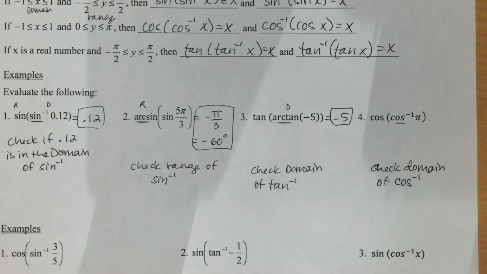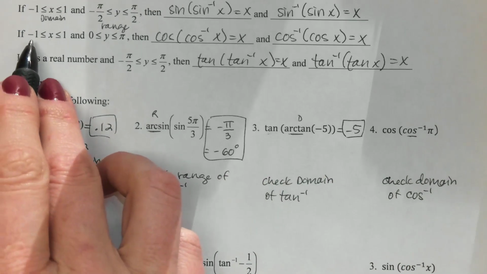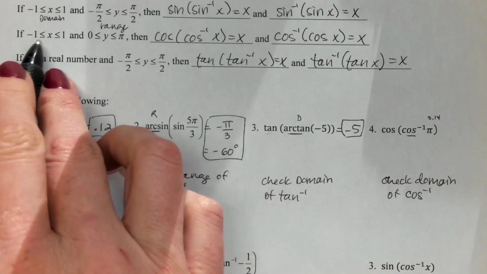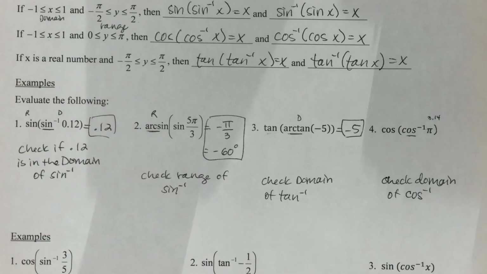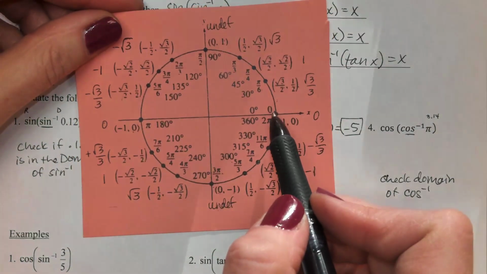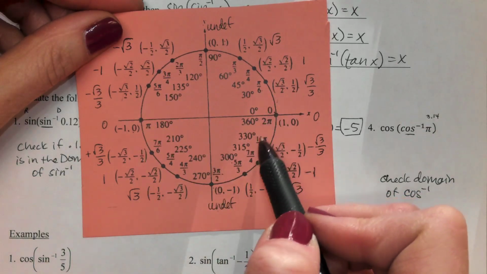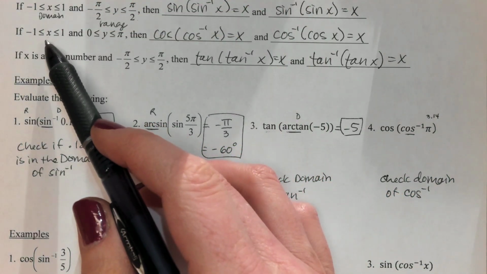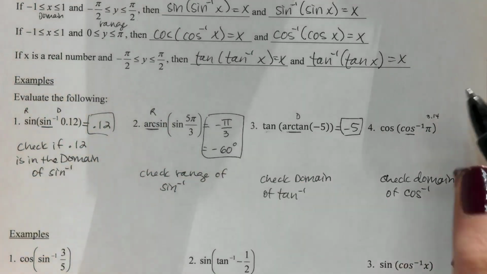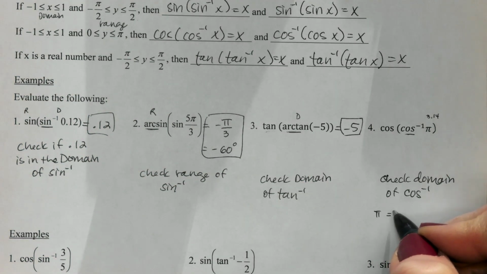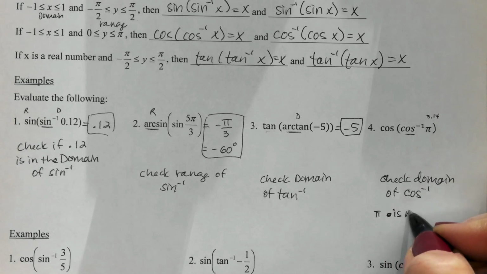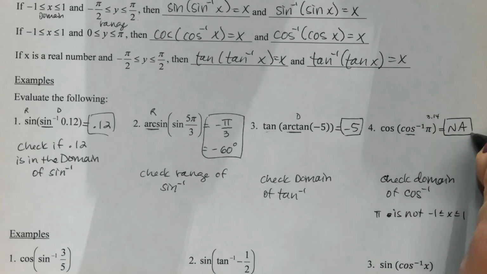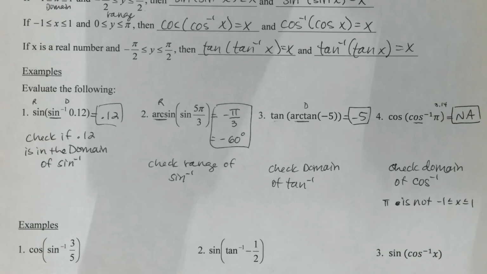Of cosine inverse. So the domain of cosine inverse says I have to be from -1 to 1. Pi is 3.14, so that is not in there. So that is not going to work. So then let's check, could we rename it? Pi is 180 degrees, so to go the other way would just be -180 or negative pi. Still not going to work because -3.14 is not in there either. So since pi is not in between -1 and 1, this cannot be done. You cannot do the cosine and cosine inverse of pi.